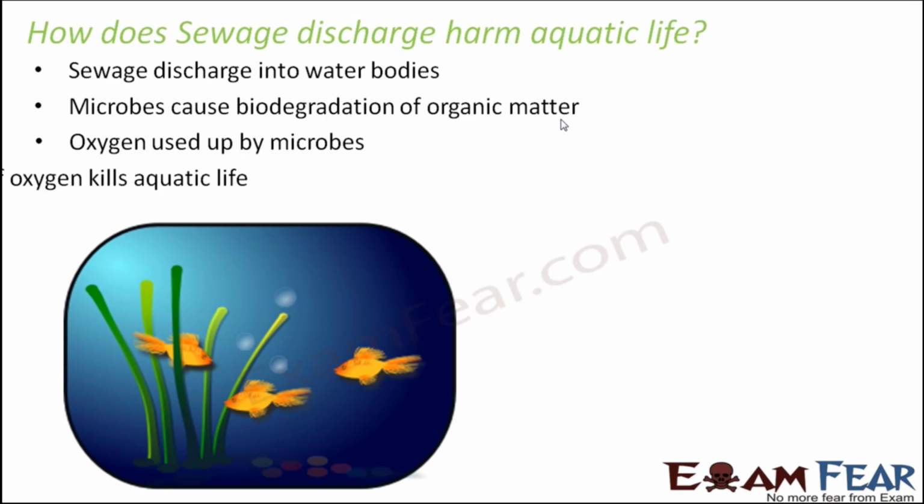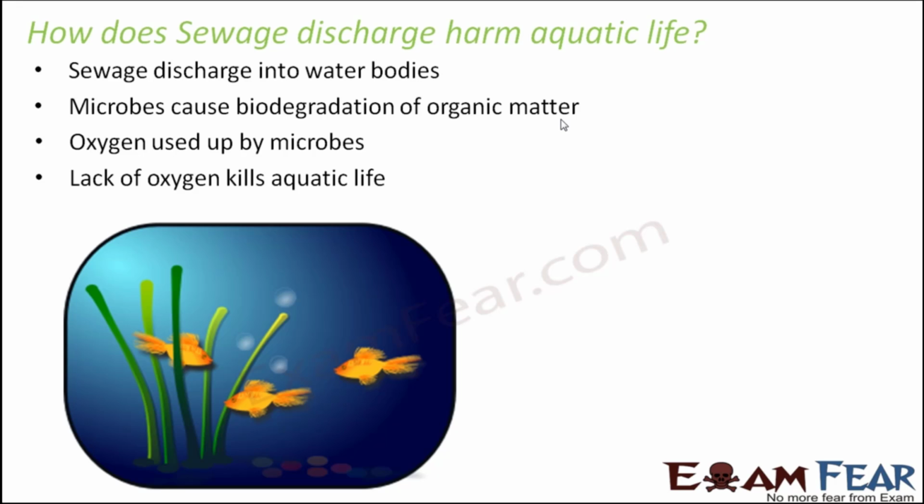So for the aquatic organisms, there is no more oxygen left, because most of the oxygen is actually used up by the microorganisms to break down organic matter. So the aquatic life, like the fishes or the aquatic plants, also need oxygen, but for them there is a shortage of oxygen. And without oxygen, what would happen? Life forms will not be able to survive. So therefore, this kills the aquatic life.